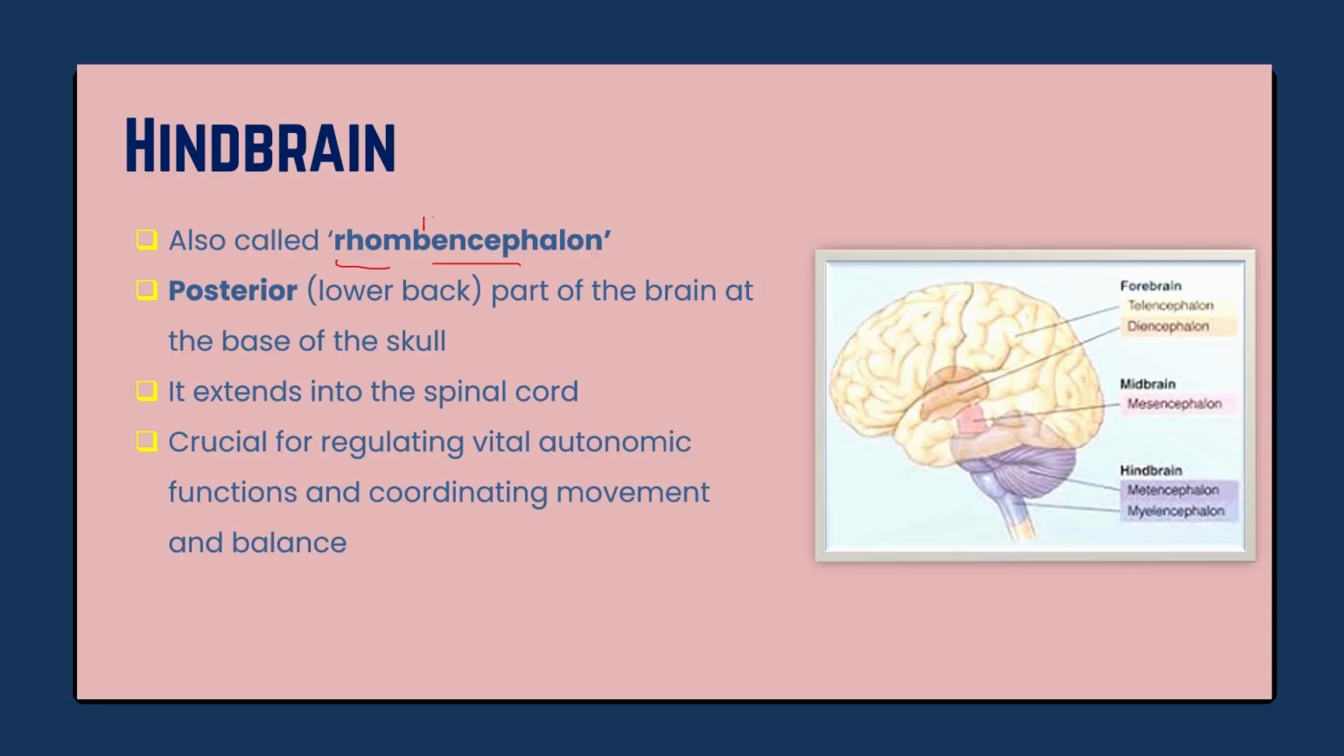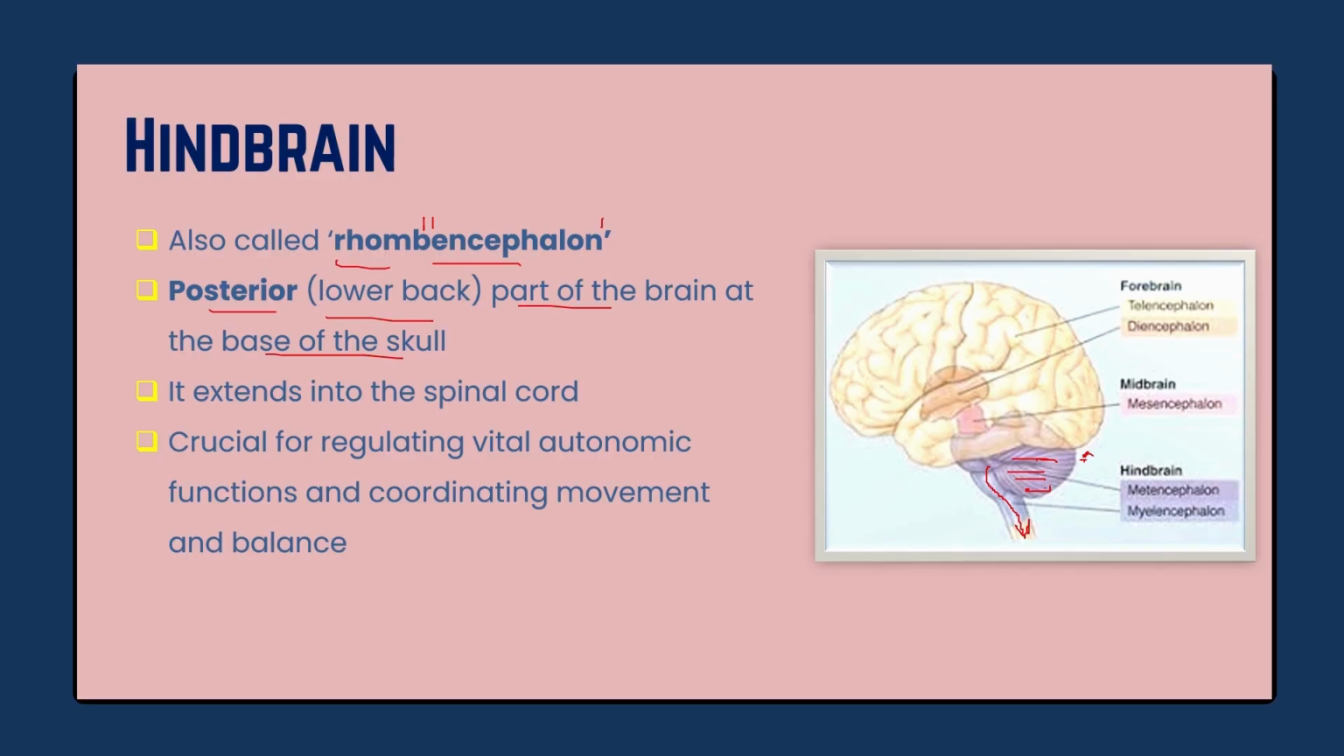Rhomb and encephalon. Encephalon means brain, right? It is the posterior or the lower back part of the brain at the base of the skull. So your skull ends here and lower part of the, at the base of the skull, back of your brain, also the lower part of the brain, the lower back part of your brain, this area, this is the hindbrain, and it also extends up to the spinal cord.